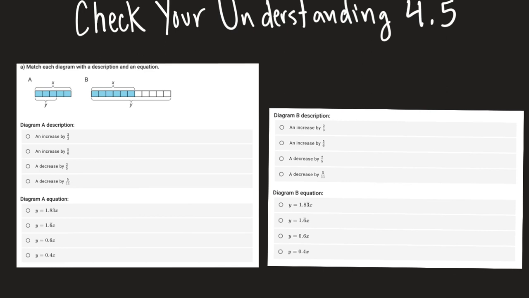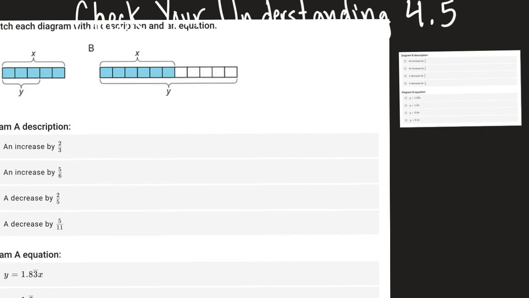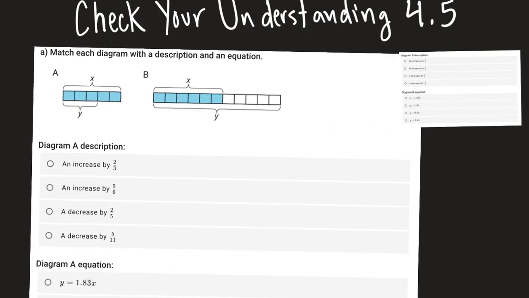This video is the Check Your Understanding for Unit 4, Section 5. So let's start off first with this first problem. There's two parts to the problem. I'm going to zoom in on this first picture and not worry about that smaller picture here for now.